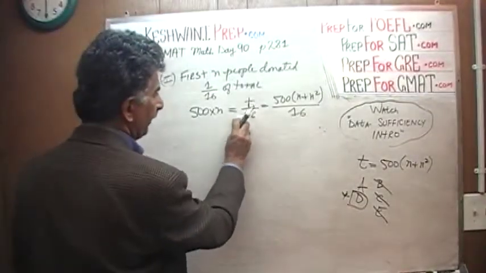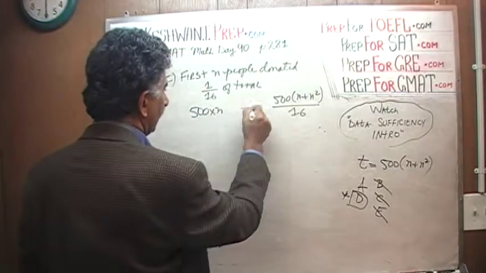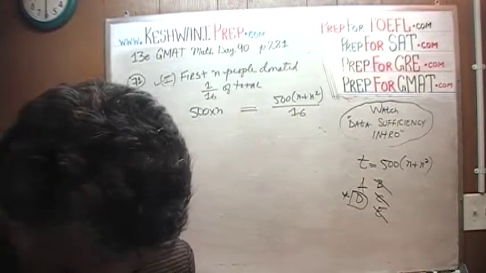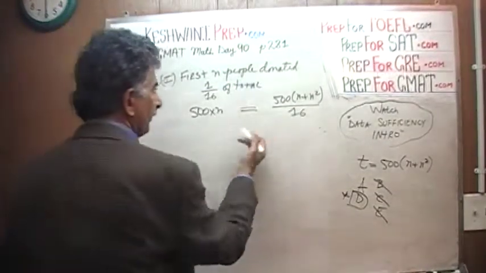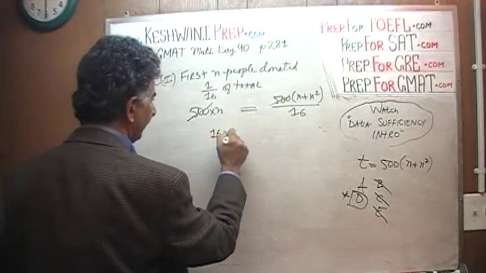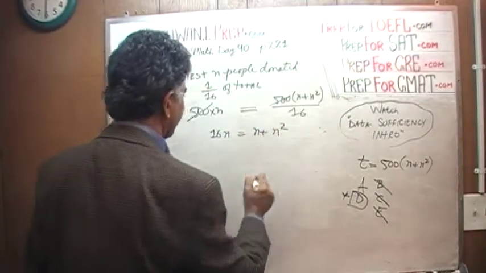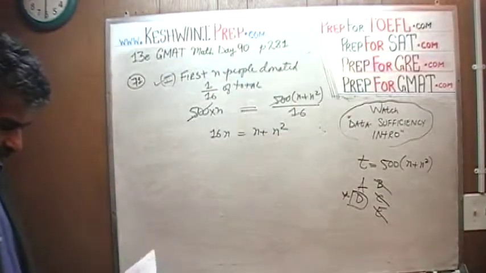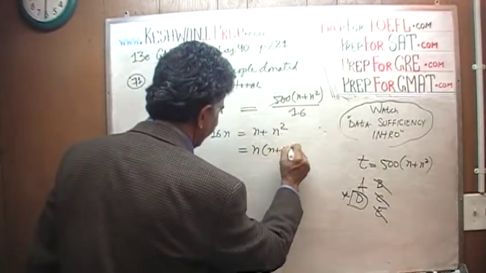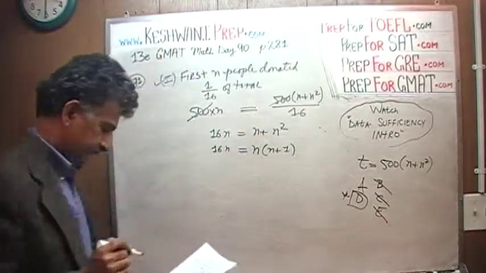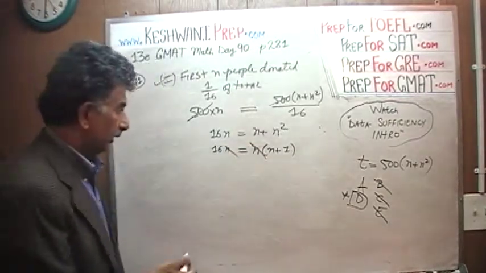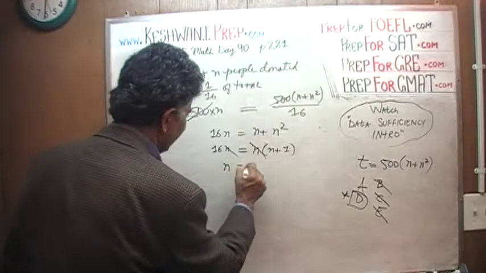Let's do it here. I'm going to erase this middle part. We don't need it here. This equals this. Let's divide both sides of the equation by 500. If you divide both sides by 500, the 500 drops out, and we end up with 16n equals n plus n squared. You can take n common from here: n times n plus 1, and here we have 16n. Divide both sides by n one more time, and n drops out. And 16 equals n plus 1, which means n must be 15.